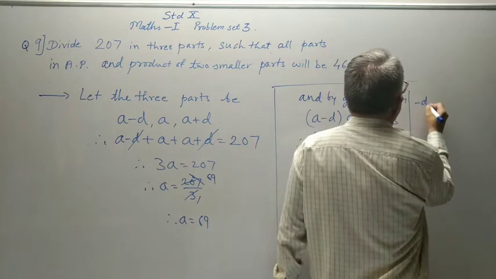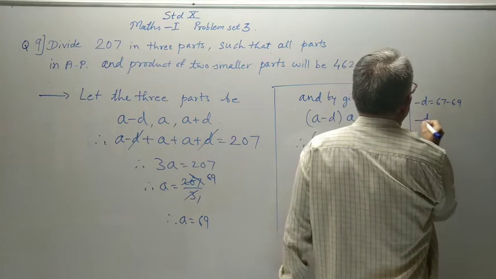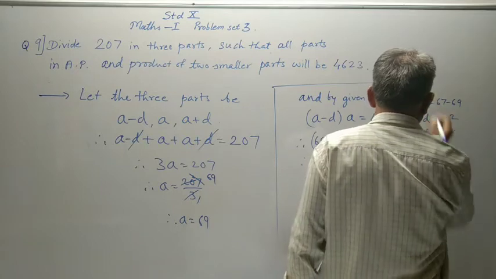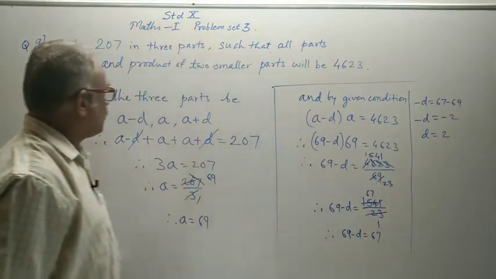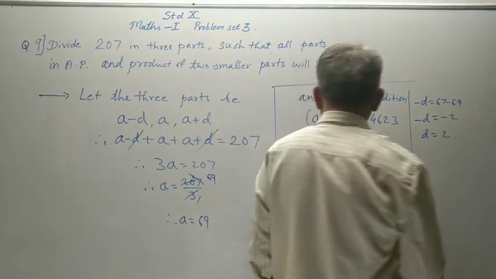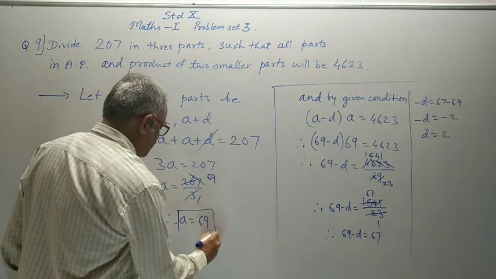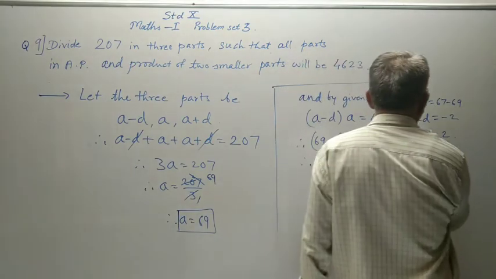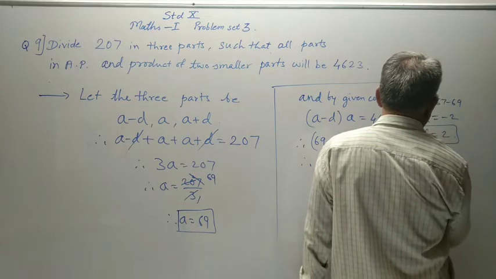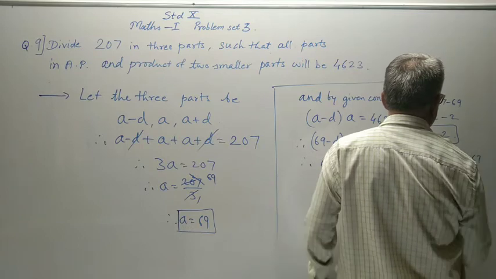Minus D is 67 minus 69, so minus D is minus 2. So D is 2. We want A minus D, A, and A plus D. What A value did we get? 69. D value we got is 2. Therefore, A minus D equals 69 minus 2 equals 67.